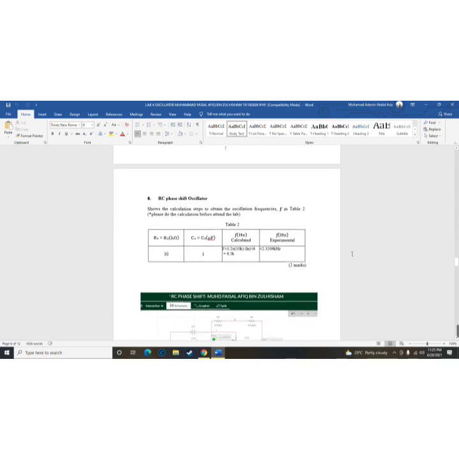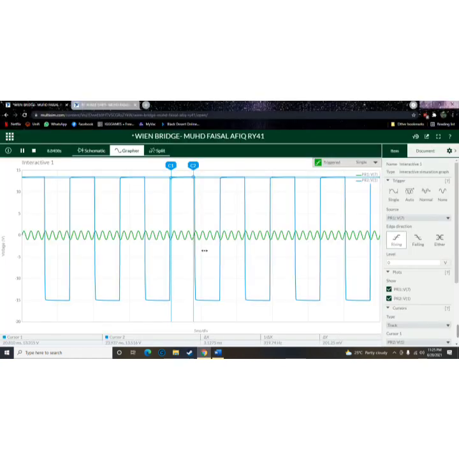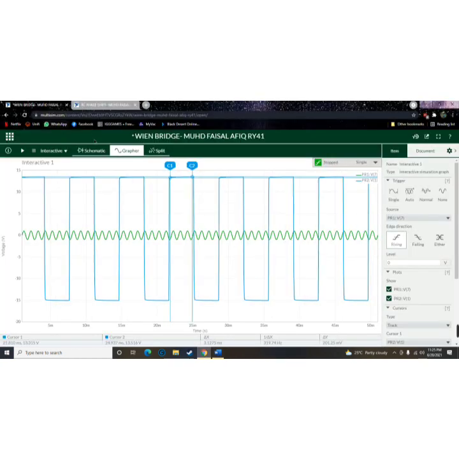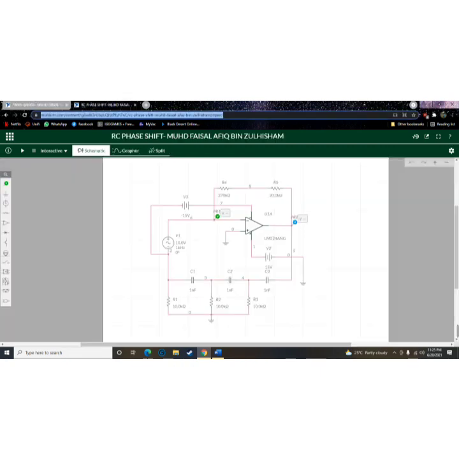After that we go to the RC phase shift oscillator. They also gave the formula and the value of the capacitor. Now we are using 10K, and we get the calculated value 6.5K, and we run the experiment. We go to Multisim, stop this and go to the RC phase shift.